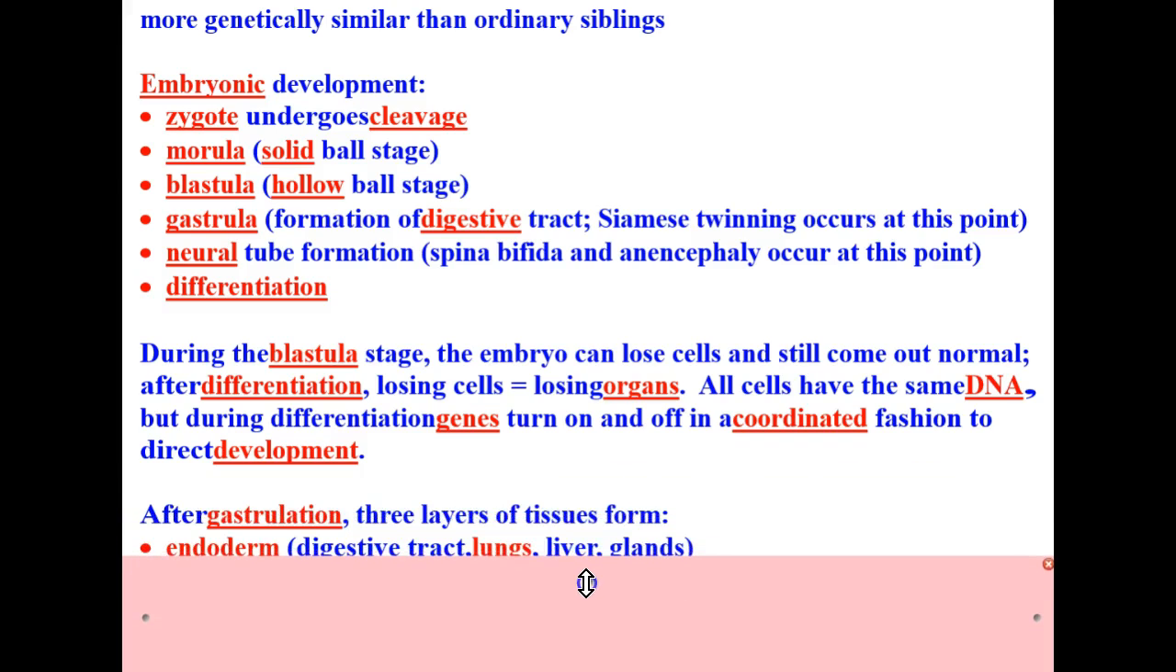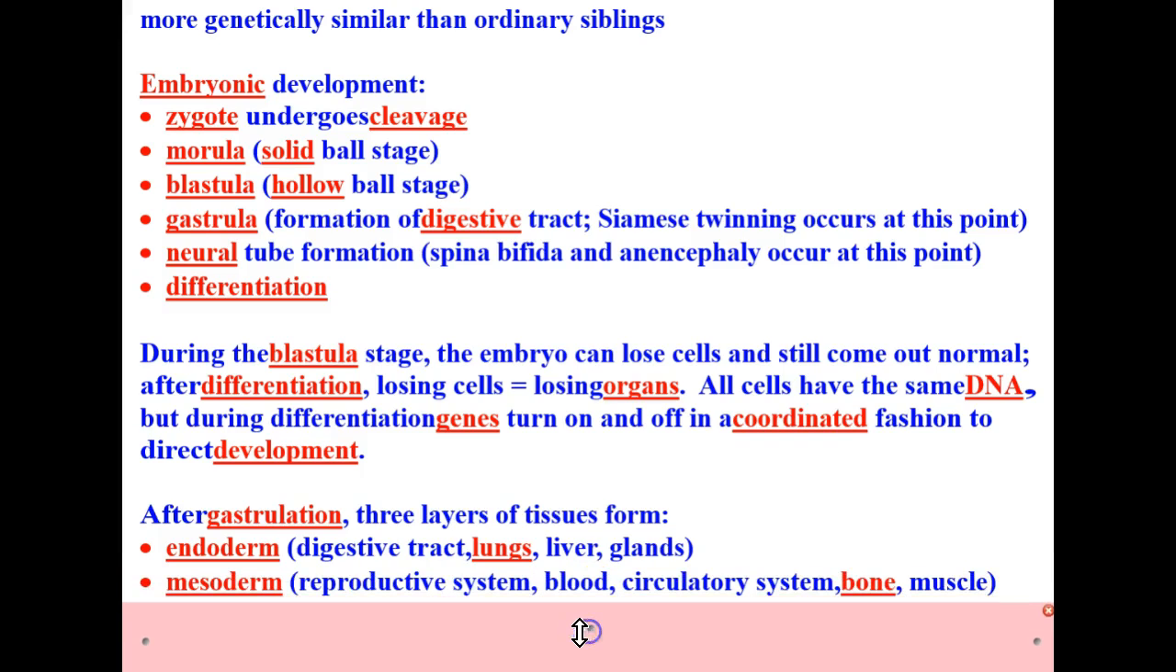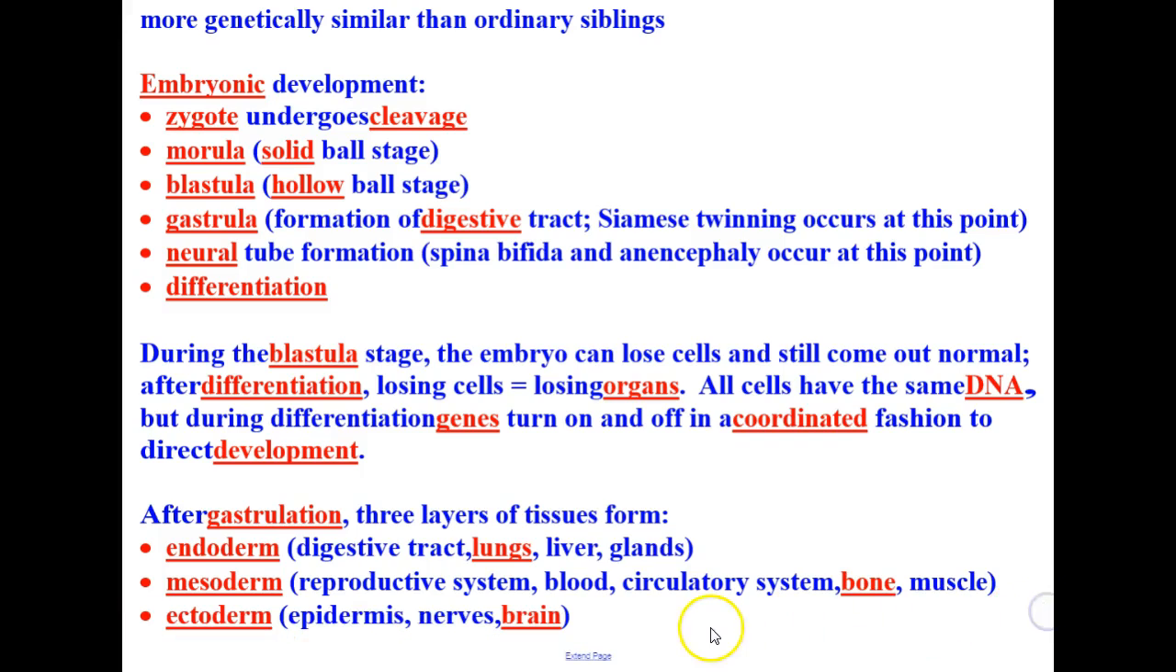After gastrulation, 3 layers of tissues form. One is called the endoderm, and from the endoderm, the digestive tract, the lungs, the liver, and the glands form. The mesoderm. From the mesoderm, the reproductive system, your blood, the circulatory system, bone, and muscle form. And the last type of tissue is called ectoderm. And from ectoderm, we get our epidermis, our skin, the nerves, and our brain.